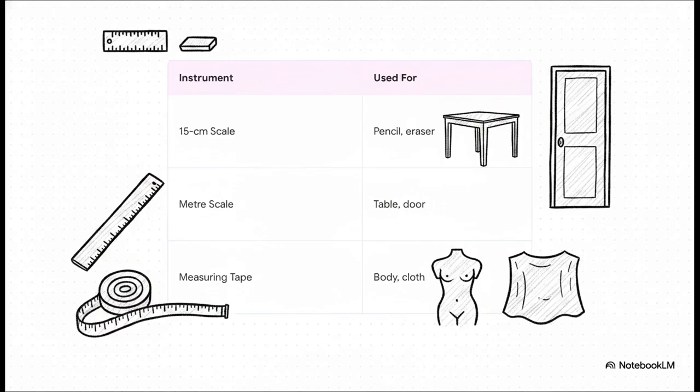Small, rigid scale for your pencil, long, rigid scale for a blackboard, and a flexible measuring tape, it's the absolute best choice for clothes, bodies, or literally anything with a curve.